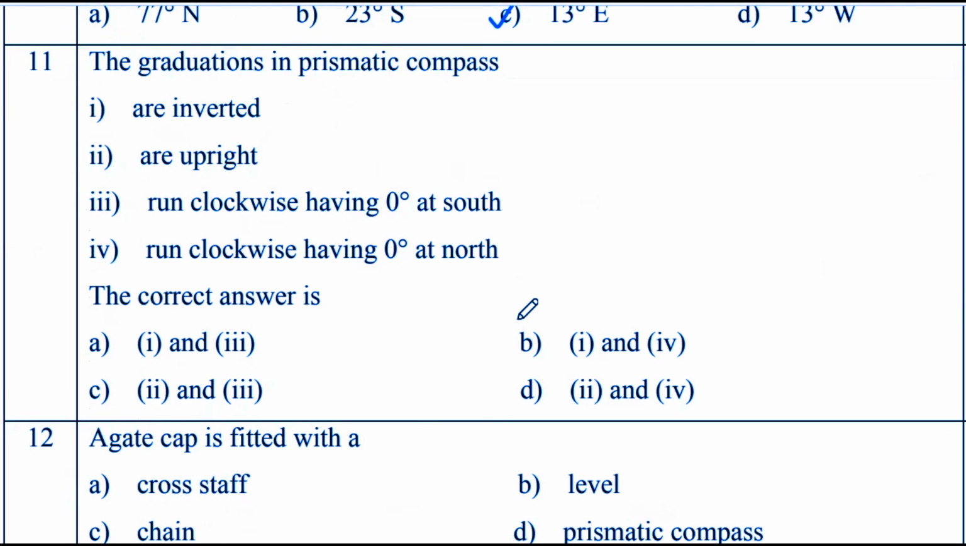The graduations in a prismatic compass are inverted, are upright, run clockwise having 0 degree at the south, or run clockwise having 0 degree at the north. And the right options are the first one, are inverted, and the third one, run clockwise having 0 degree at the south. So here the correct option is option A.